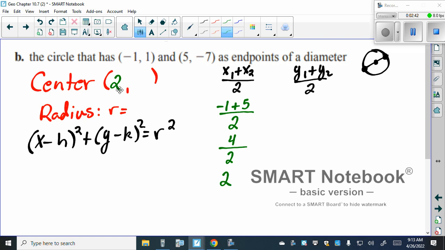Any questions on this so far? Now we also need to find the y value of the center. And our two y values are, so we'd have 1 plus -7, which would be -6, divided by 2 is -3. So our center is at the point (2, -3). Any questions on this so far?